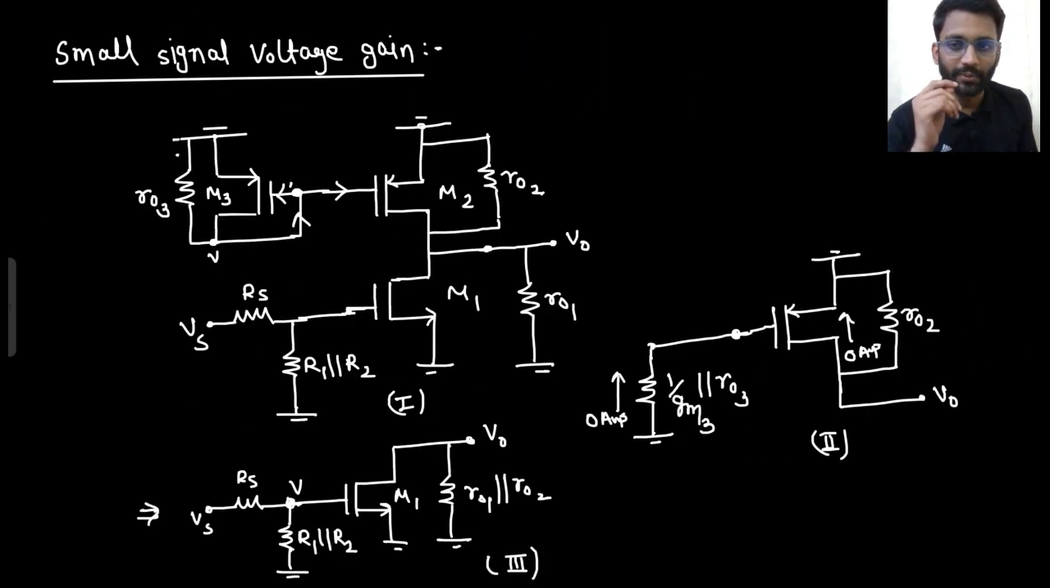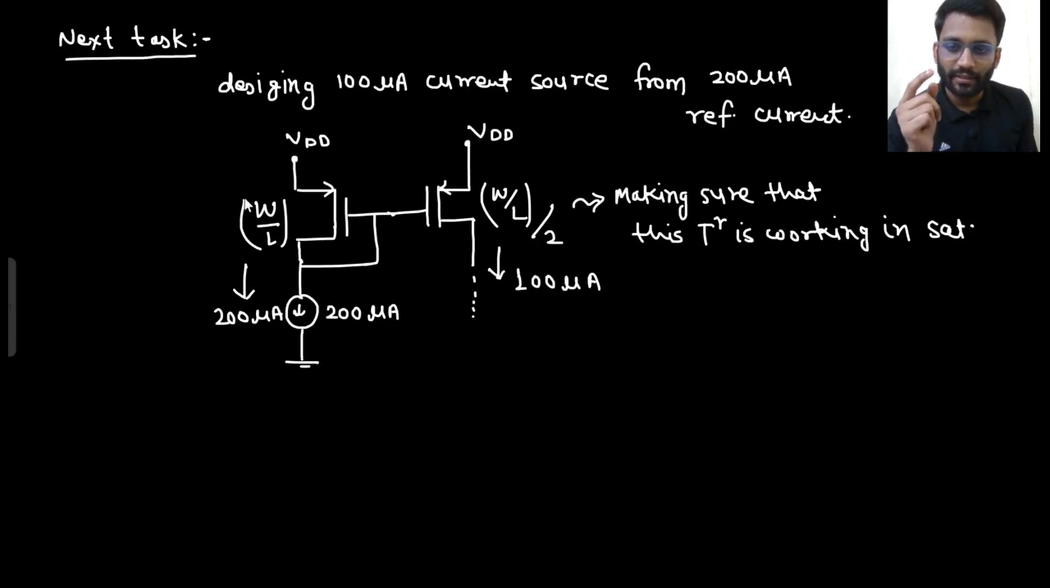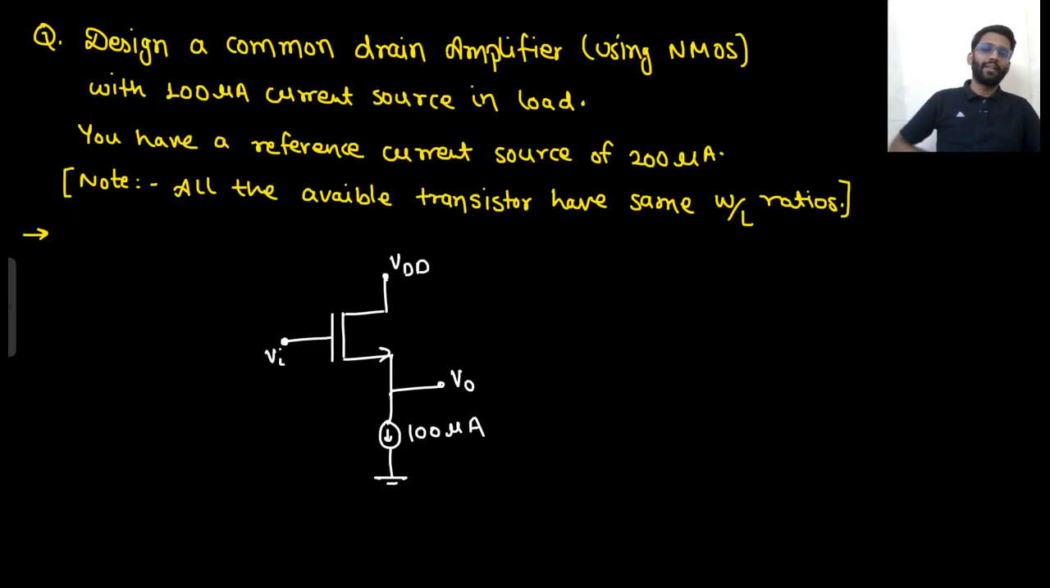Here, what did you do? Here I am having a W by L ratio of W by L, and here my W by L ratio is half of the previous one. But now they have said that all the transistors are having the same W by L ratio. So what will you do now? This is the question. Think about it and tell me.